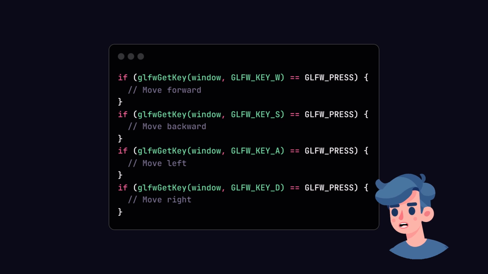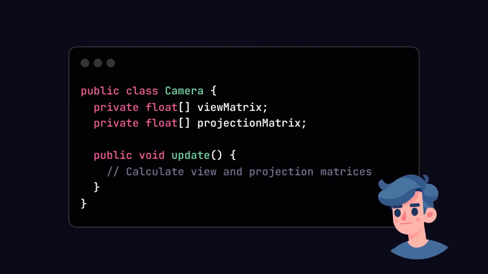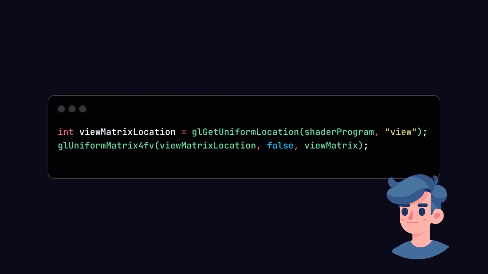Let's add some user input handling so we can move our cube around. We will use keyboard inputs to control the movement. With basic movement in place, let's implement a camera system. We'll create a camera class that will handle our view matrix and projection matrix. To implement the camera movement, we will modify the view matrix based on user input and the position of our cube. Don't forget to pass the updated view matrix to the shader as a uniform.